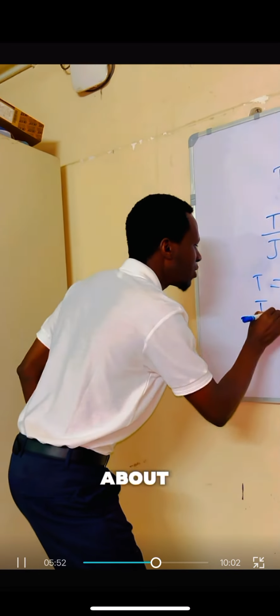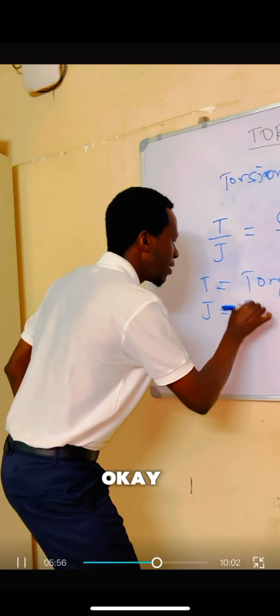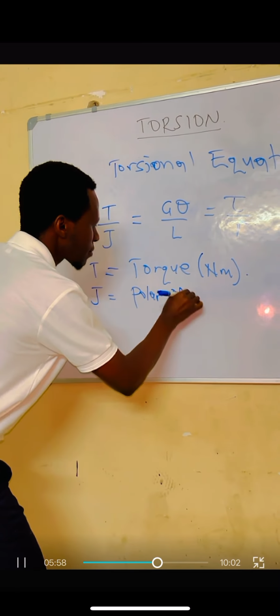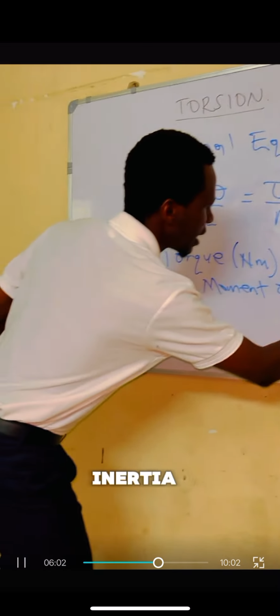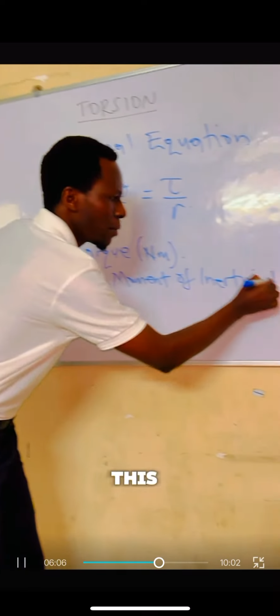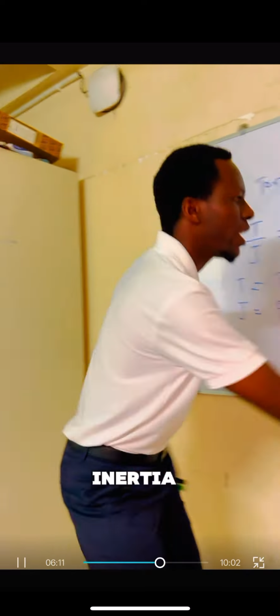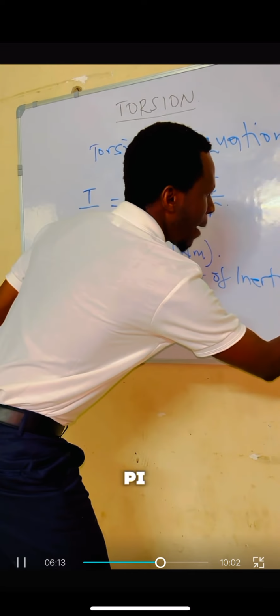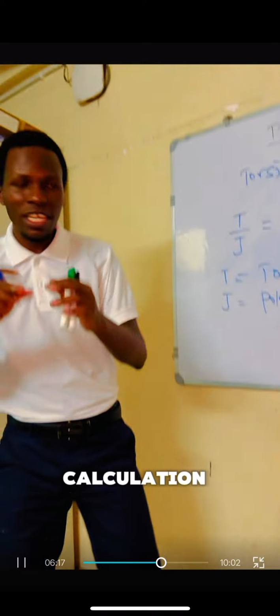Then what about J? What is J? This is polar moment of inertia. So we call this one polar moment of inertia. You should know that. And when it comes to a calculation, we need to know how to get the polar moment of inertia. It is calculated from the formula pi r to the power 4 out of 2. So when you get to the calculation, don't get confused.